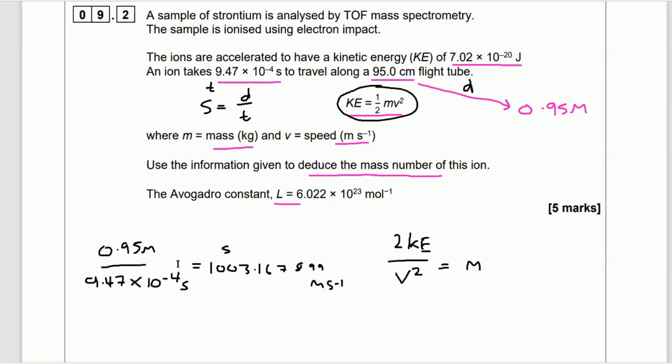7.02 times 10 to the minus 20 joules. So we're going to go 2 times 7.02 times 10 to the minus 20 joules. And then we're going to divide that by the velocity squared. Velocity is the same as our speed here. So we're going to divide that by 0.03167899, which we're going to square. Don't forget to bracket everything in these equations, otherwise it comes out wrong.